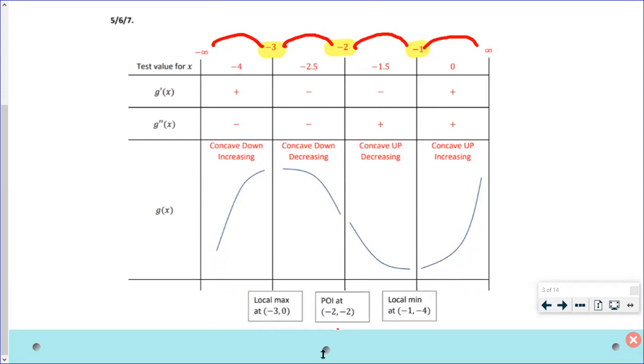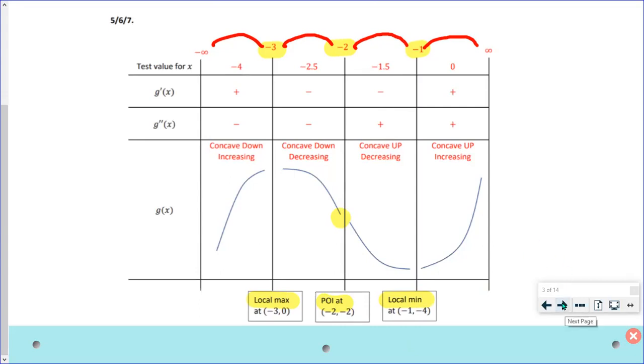So you will note that at -3, we in fact move from an increasing to decreasing interval. So that is a local max. Because we move from concave down to concave up at -2, that is in fact a point of inflection. And then moving from a decreasing interval to an increasing interval does result in a local minimum. So the sign chart confirms what our algebra revealed to us.